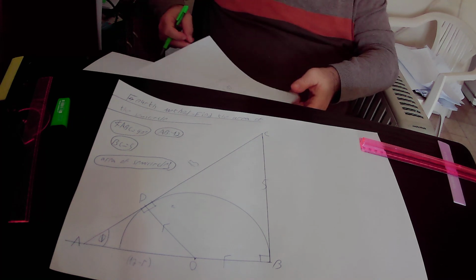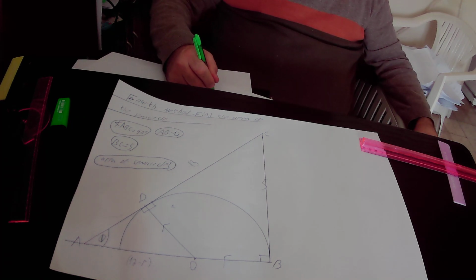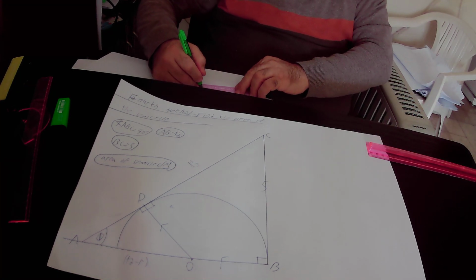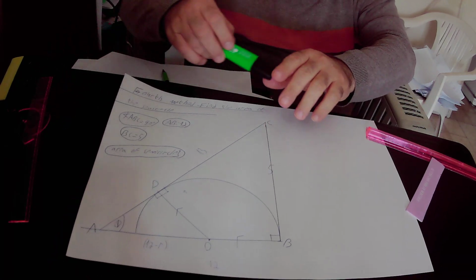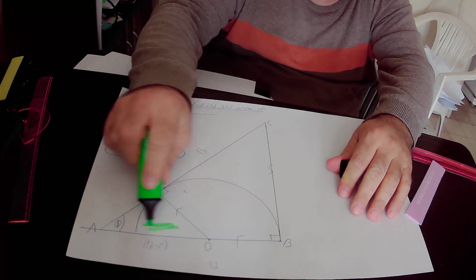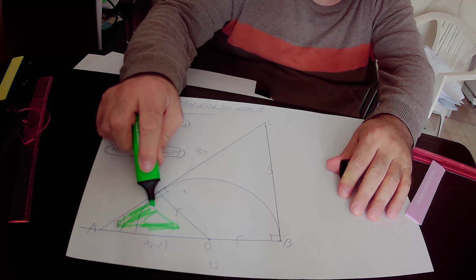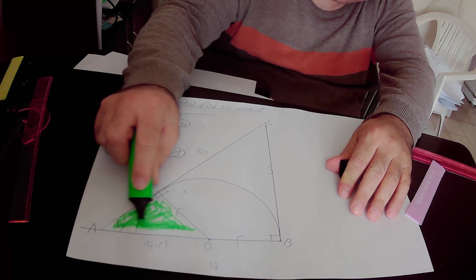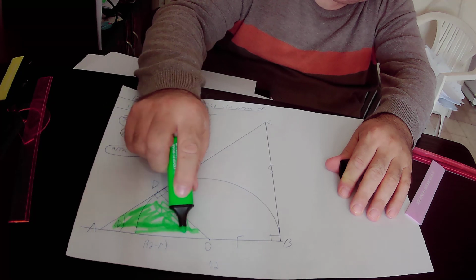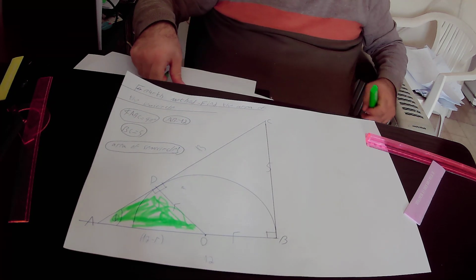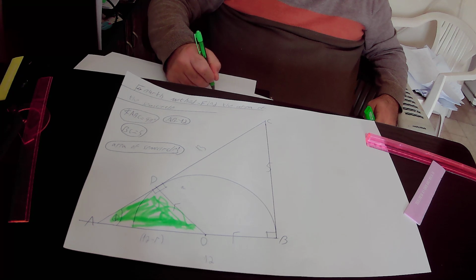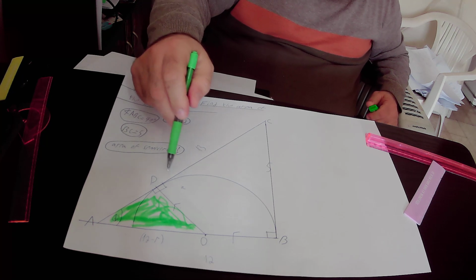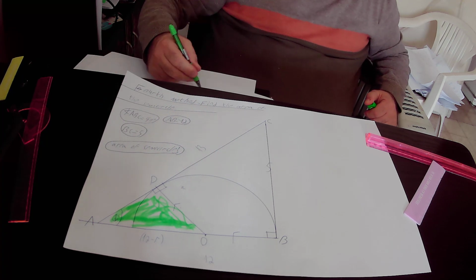In the next step, we will focus on triangle ADO, the right triangle ADO, or actually the right green triangle ADO. In the right green triangle ADO, sine theta equals DO over AO.